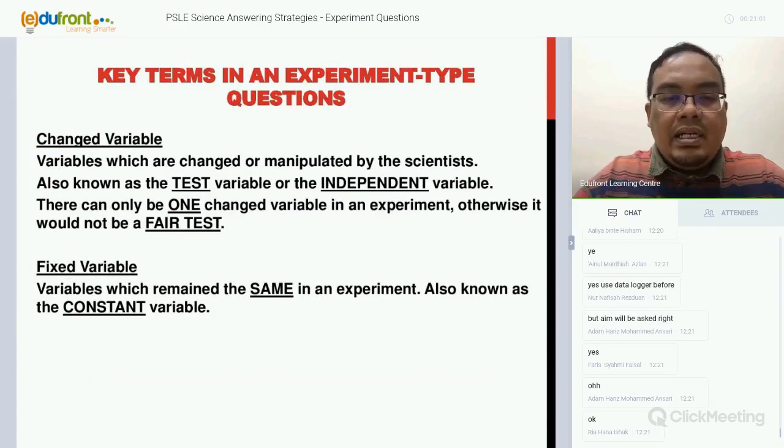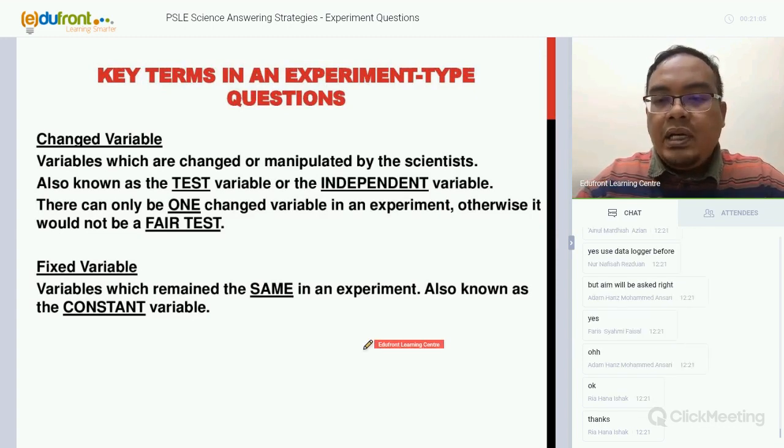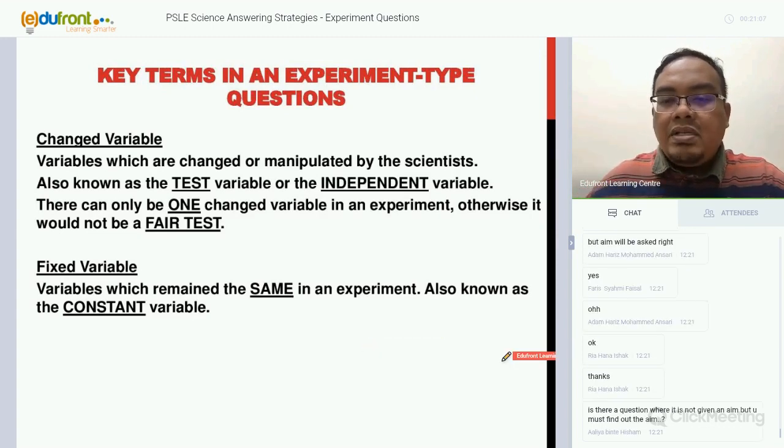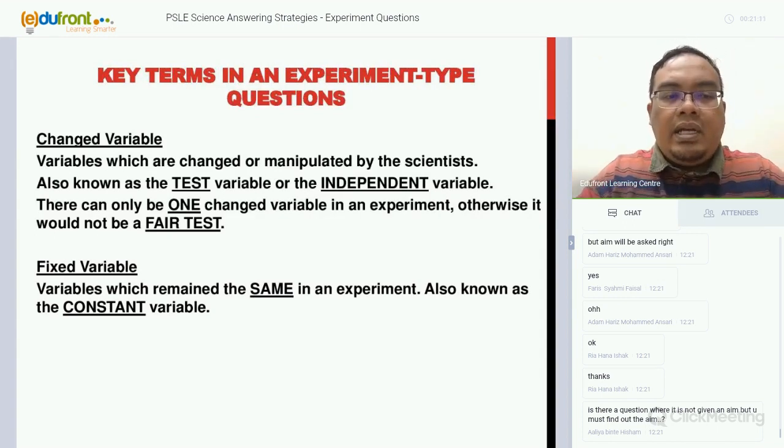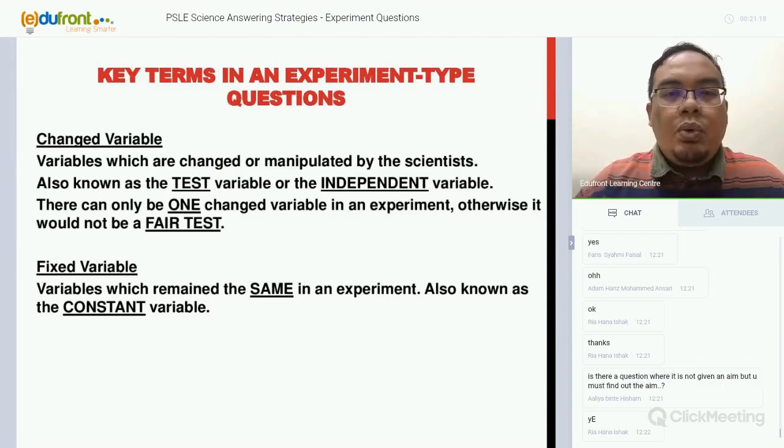Okay, next. Okay, these two are extremely important. If you are not very sure, please write down on a piece of paper and you can ask me later on at the end of the session. Okay, these two variables are the most important part of experiment questions. Number one, you must understand what is change variable. Number two, fixed variable. Change variable means the variables which are changed or manipulated by the scientists in the experiment.